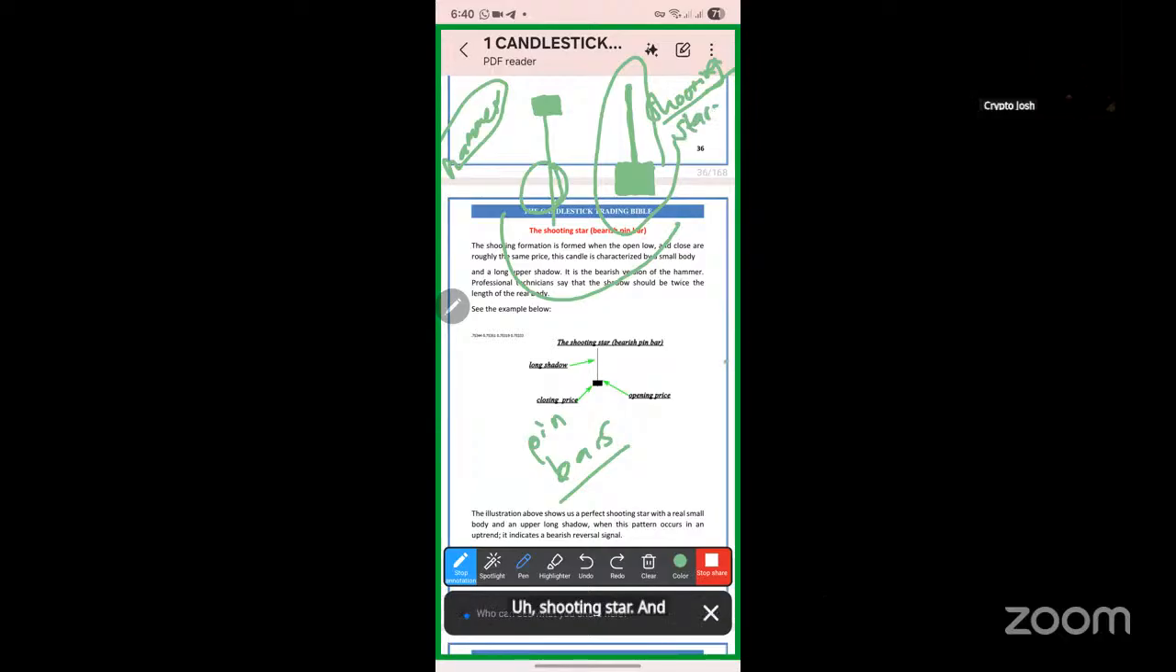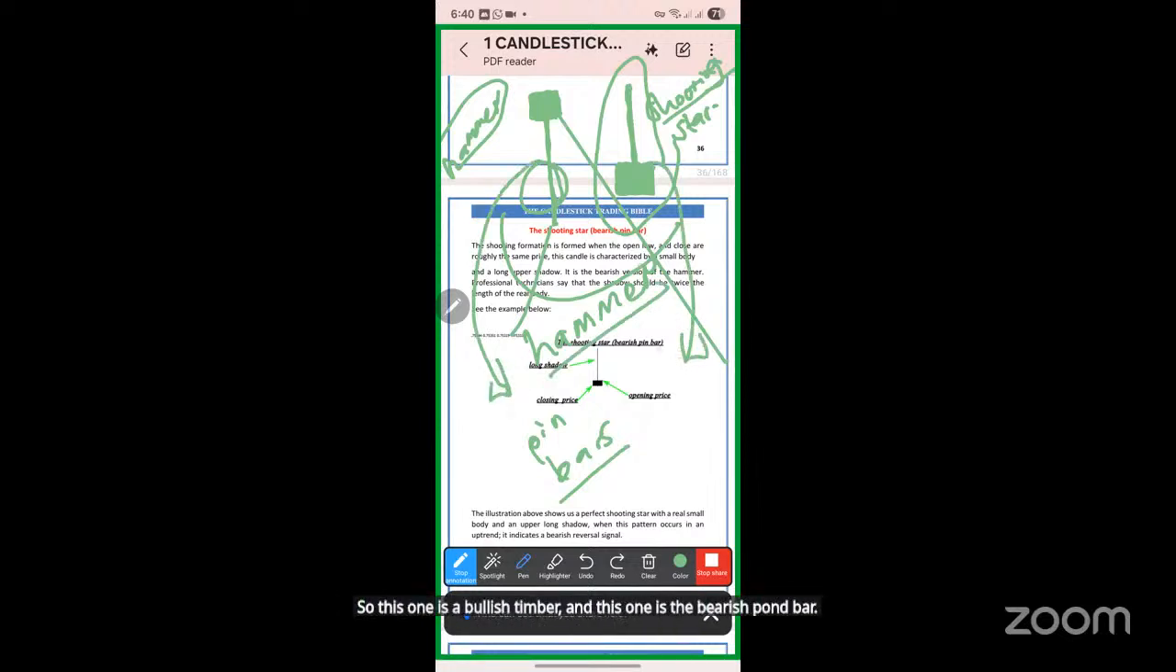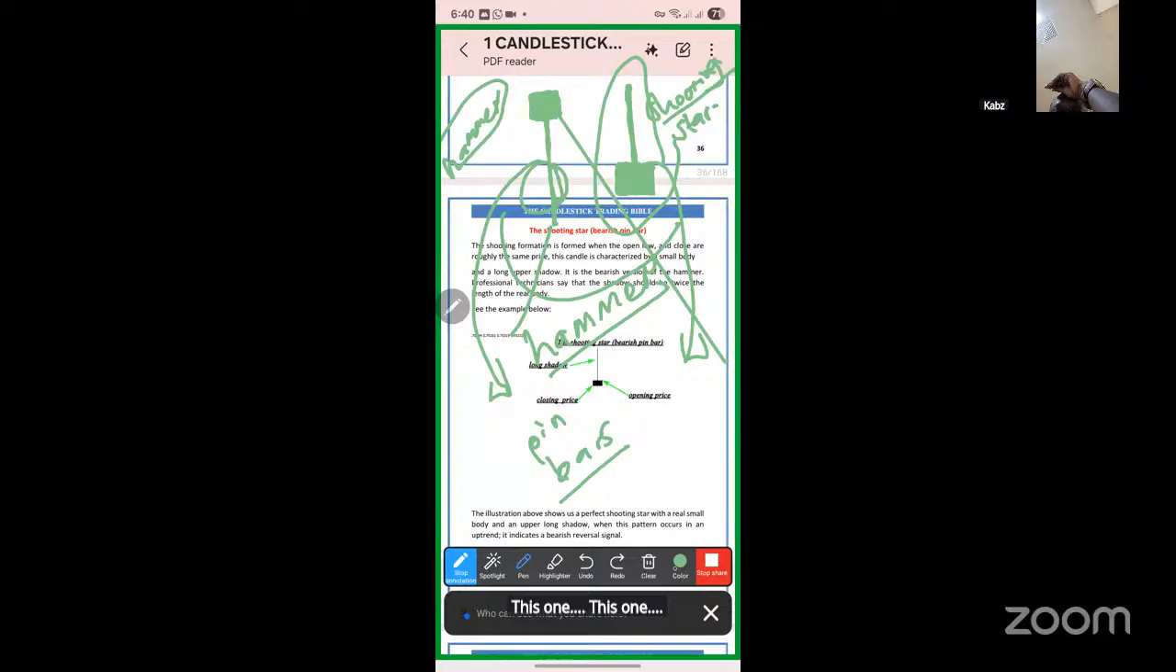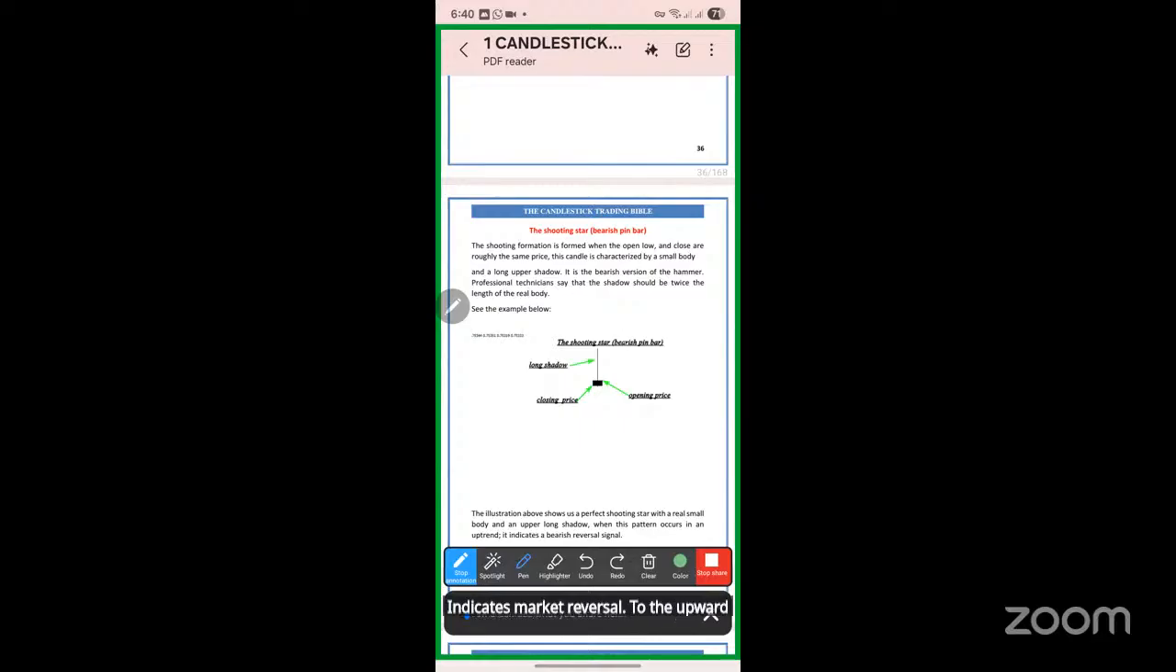And when it is like this, the small body is up like this, and the long lower wick is down here, then this one becomes a hammer. But don't forget they're all pin bars. So this one is the bullish pin bar, and this one is the bearish pin bar. This one indicates market reversal to the upward side, okay?